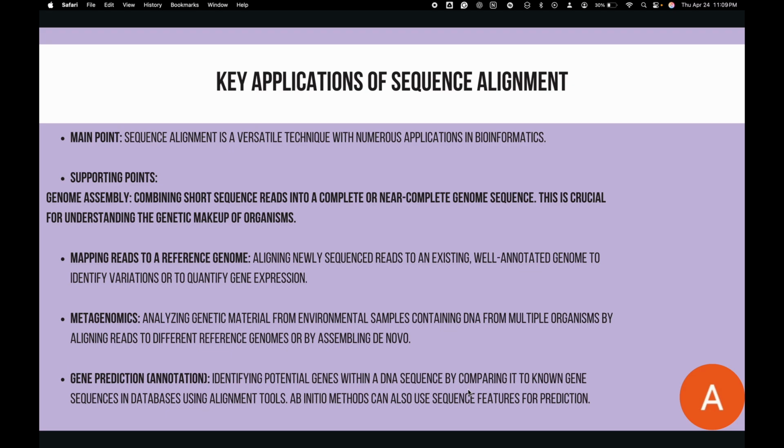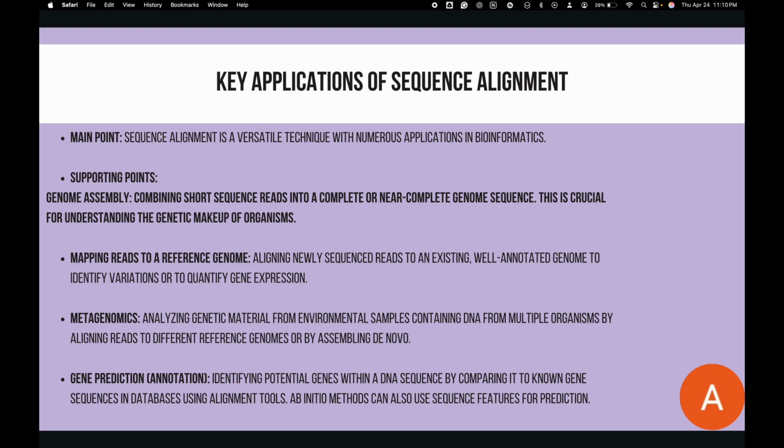Key applications of sequence alignment. Sequence alignment is a versatile technique with numerous applications in bioinformatics. First, genome assembly, combining short sequence reads into a complete or near complete genome sequence. This is crucial for understanding the genetic makeup of organisms. Second, mapping reads to a reference genome, aligning newly sequenced reads to an existing well annotated genome to identify variations or to quantify gene expression.